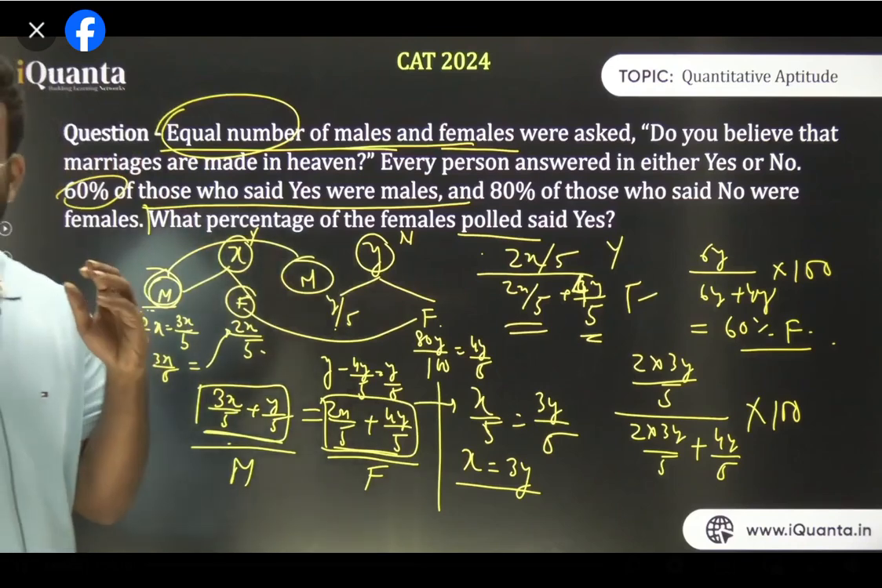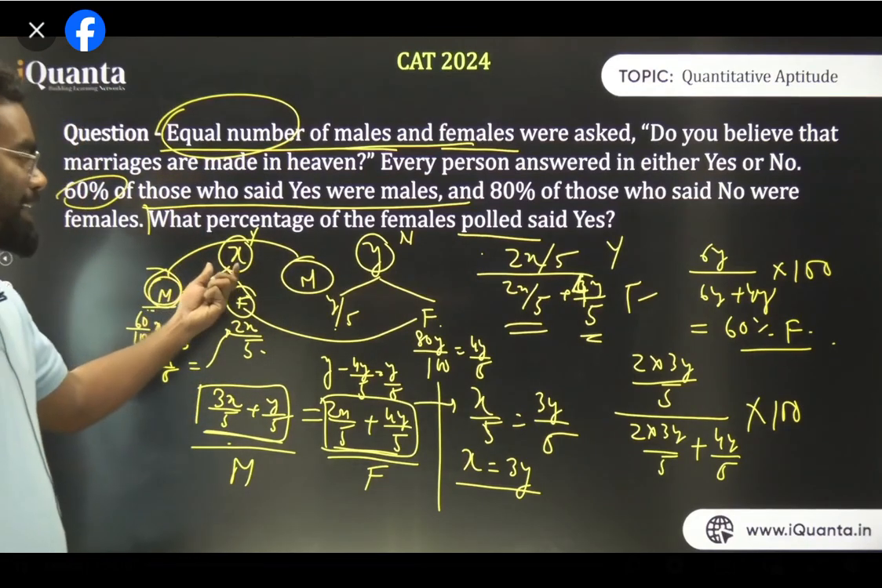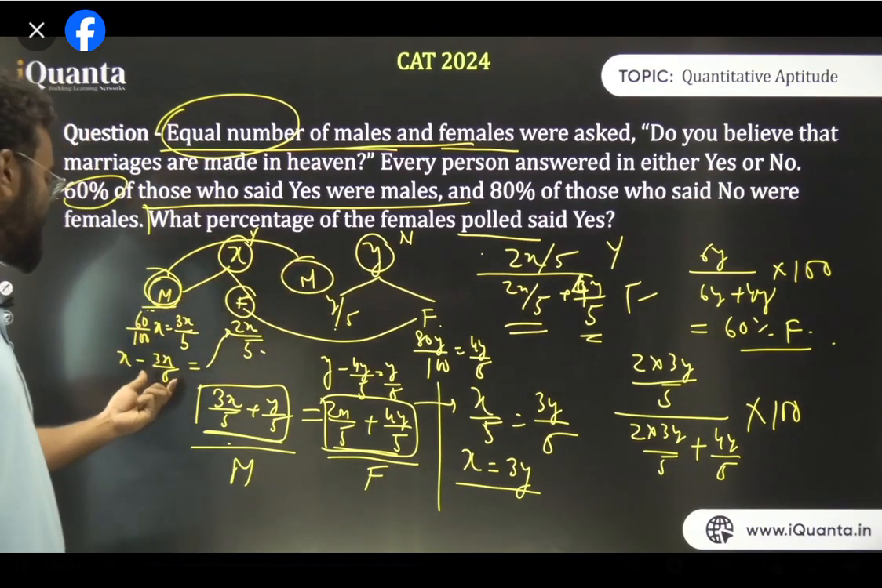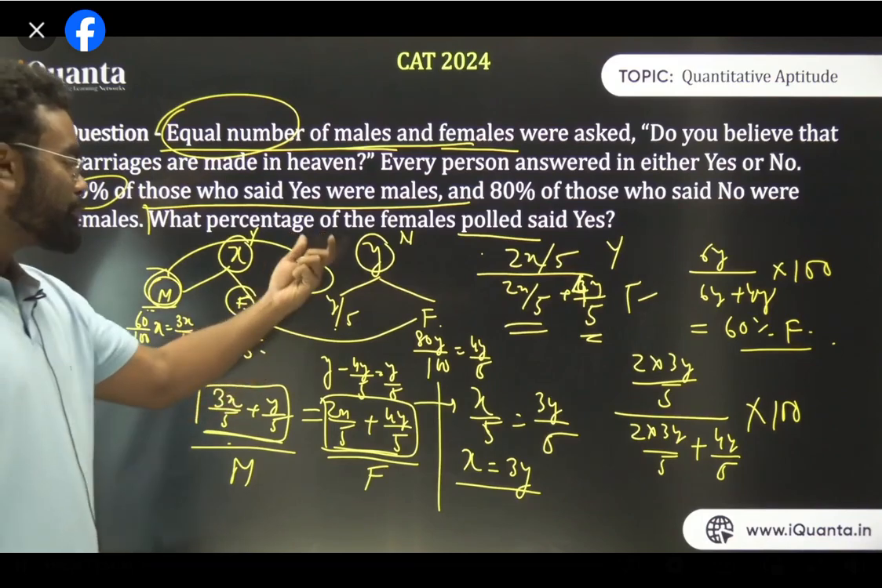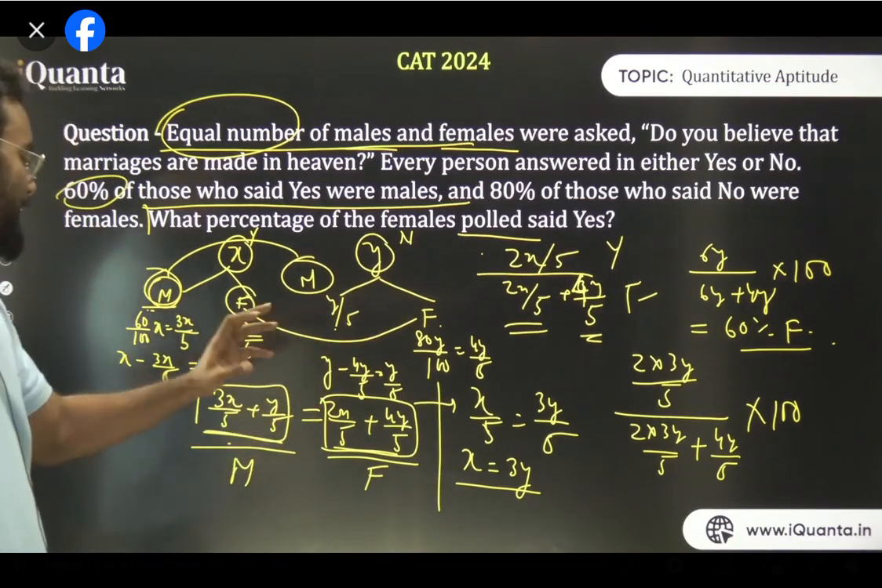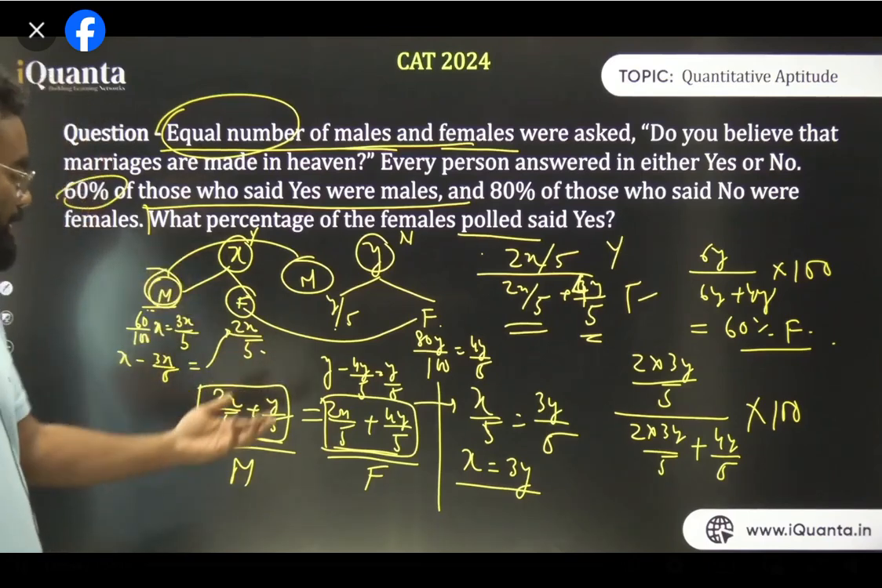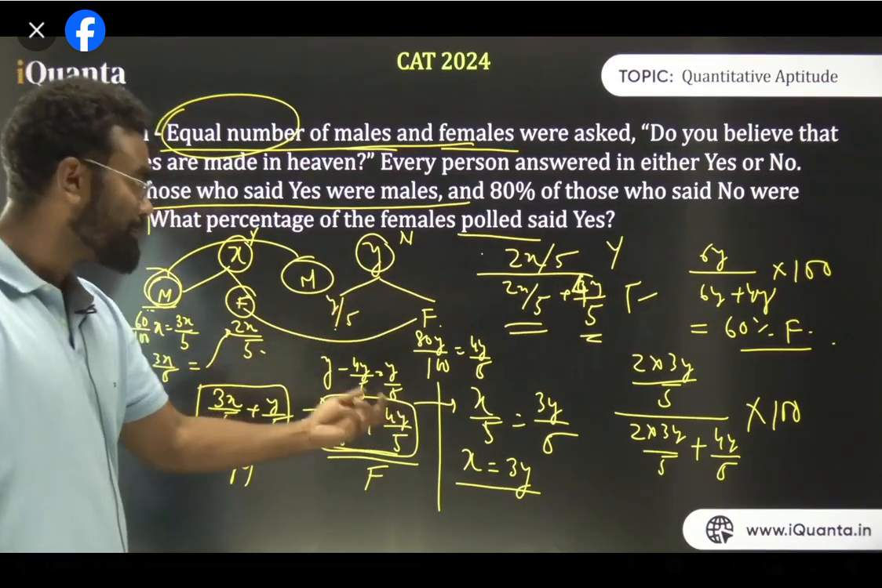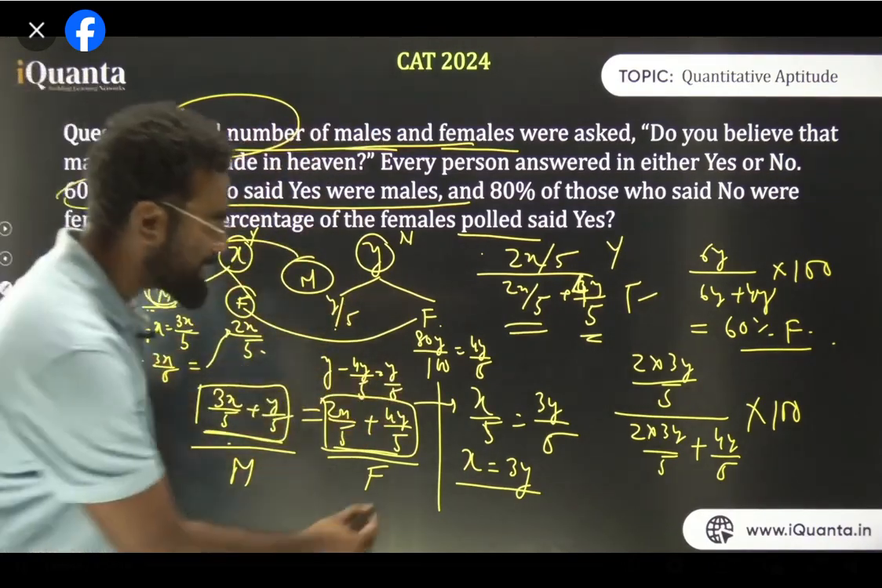What I have done, I just made it very simple. I have taken x said yes, y said no. Out of x, 3x upon 5 is male, 2x upon 5 is female. Out of y, y upon 5 is male, 4y upon 5 is female. From this, the total number of males is 3x upon 5 plus y upon 5, and the total number of females is 2x upon 5 plus 4y upon 5. And it is said they are equal, so I just equate it. From this, I get x equals 3y.